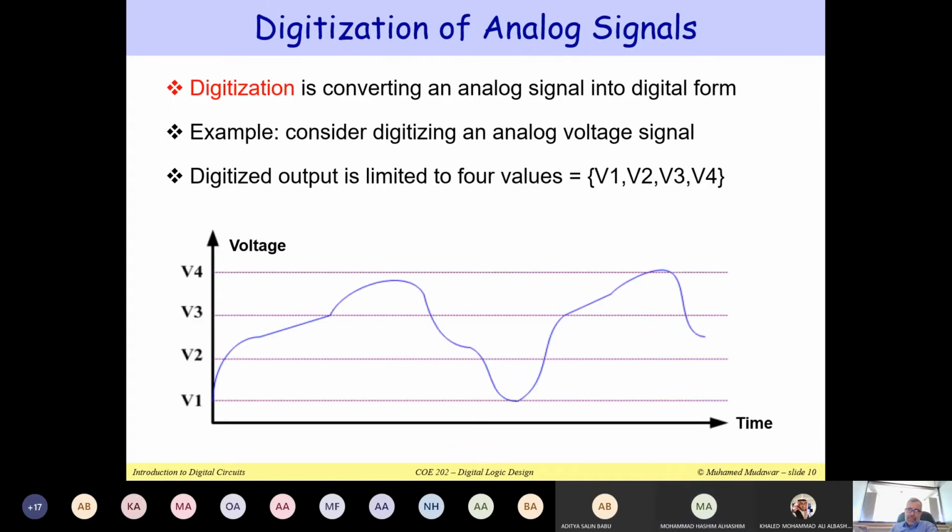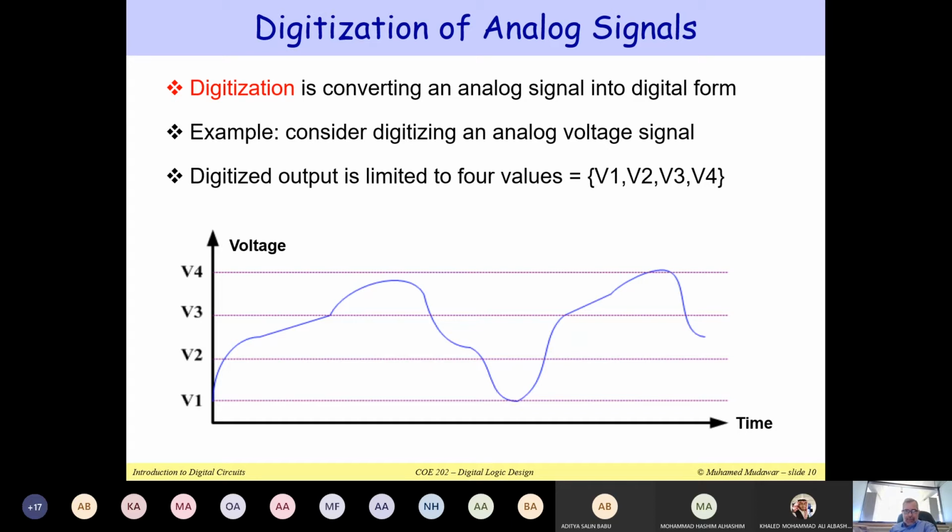So this is an example of digitization of analog signals. You want to convert an analog signal into a digital form. So the analog signal is a continuous signal. It's like a continuous function in mathematics. So here's an example of an analog signal, and we are representing it as a function. And you can see that we are representing time and the voltage. So time here is the x-axis and the voltage is the y-axis. And you can see how the signal is going up and down over time.